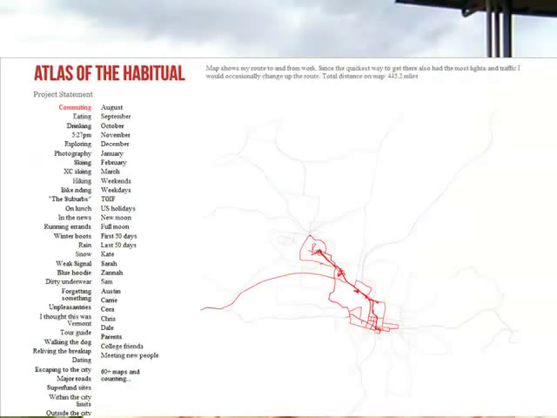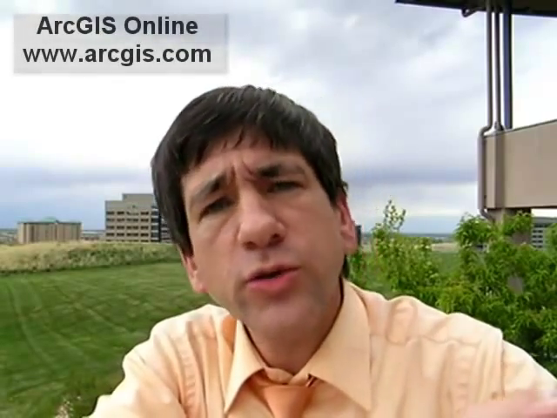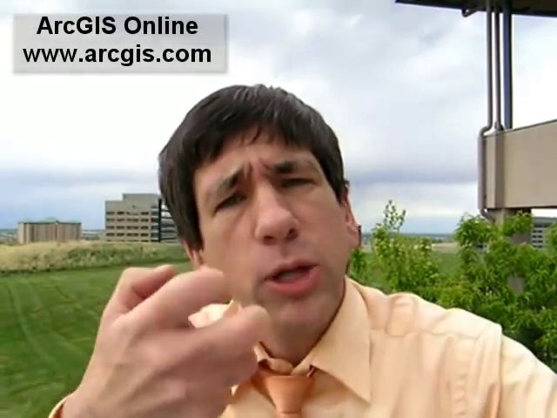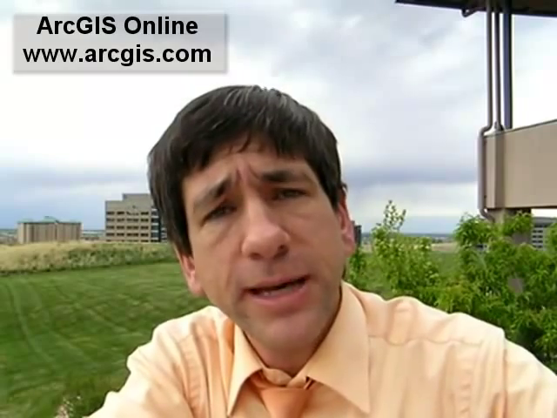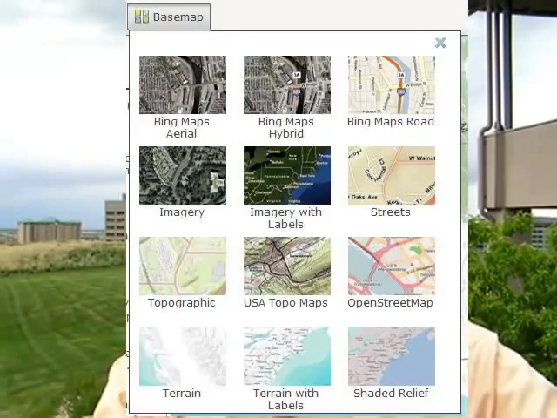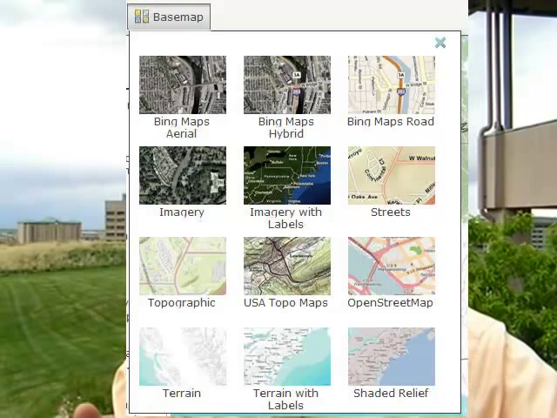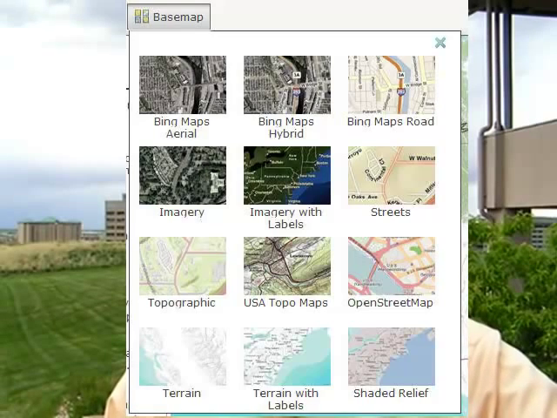Also, take a look at this, Atlas of the Habitual, which tracks one person's movement over 200 days. When you return from the field, you can upload your tracks into your GIS. It turns out that's quite easy to do. For example, you can use ArcGIS to upload your coordinates from your GPS track. Then you can use a base map, one of many base maps available in ArcGIS, to put some sort of base image behind it, whether a satellite image, a topographic map, a street map, or whatever.